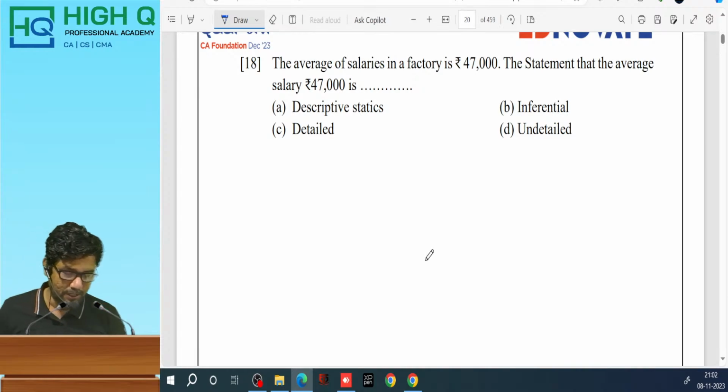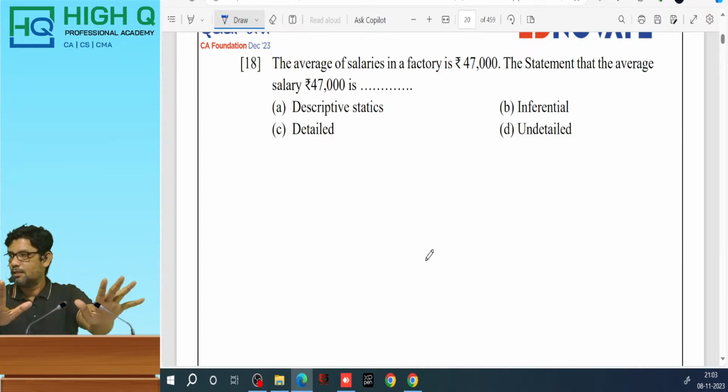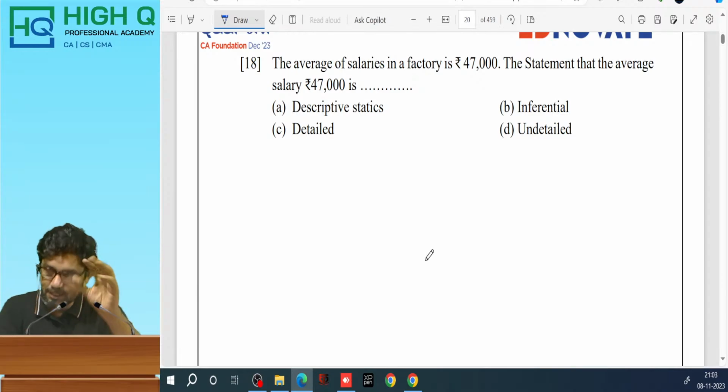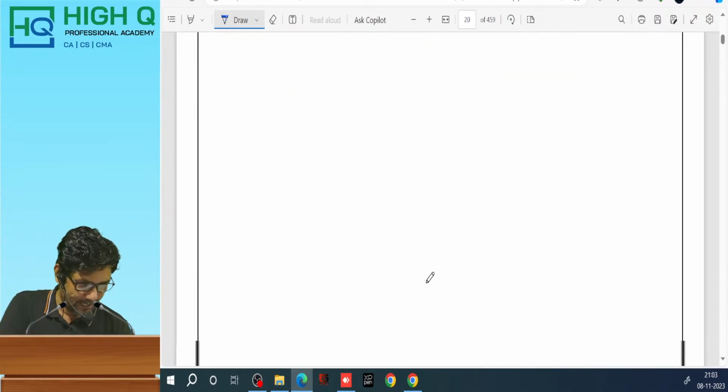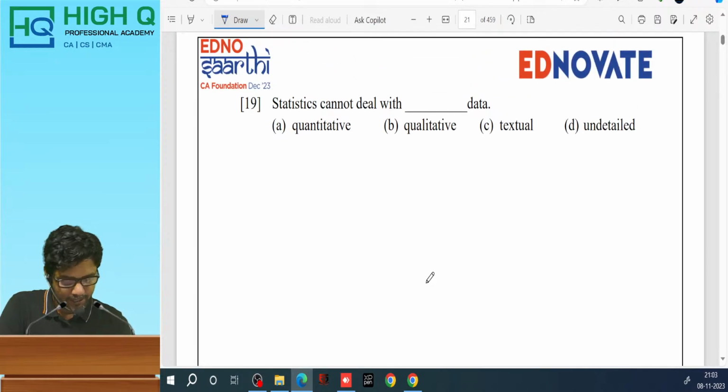Salary is not descriptive, I understand, but inferential means we are inferring that your salary is 47,000 rupees. Okay. D is wrong, Sriram. B only is right. Inferential. அதான் சொன்னல்லப்பா, அவங்க தான் சொன்னாங்களே information. Inferential, we are inferring that your salary is 47,000 rupees. Inferred. It is not descriptive. Okay. Yeah.